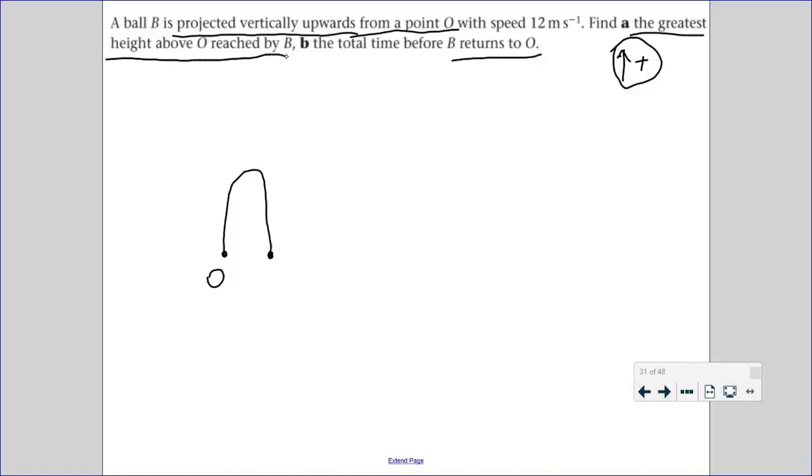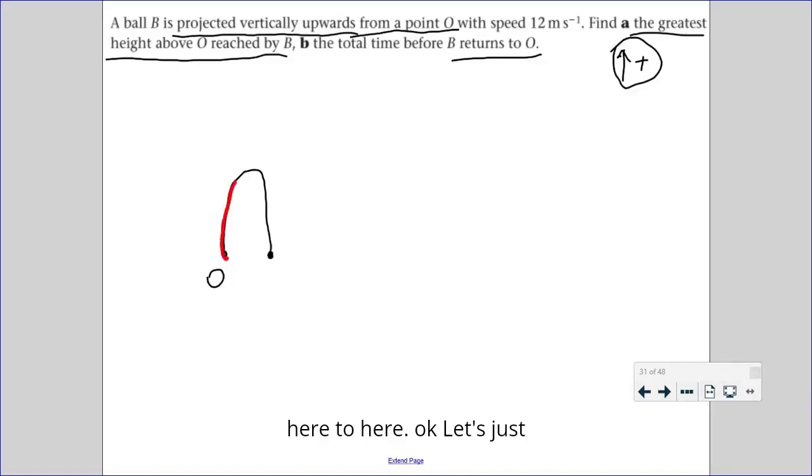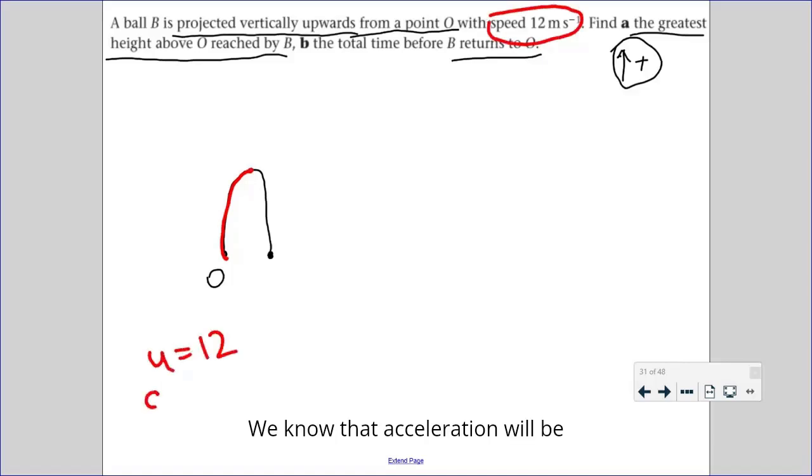Okay. So for the greatest height, we are only modeling from here to here. Okay, so let's just focus on the red part for now. Okay, now it was thrown upward with speed 12. That means your initial speed is 12. We know that acceleration will be -10, which is gravity.